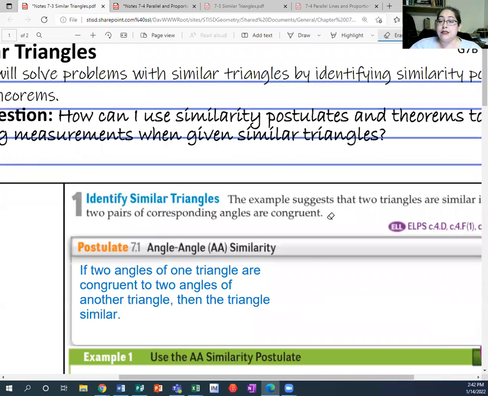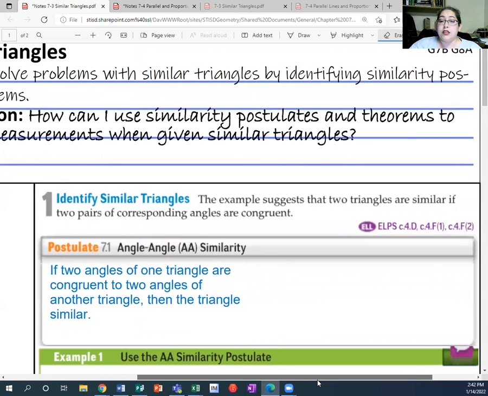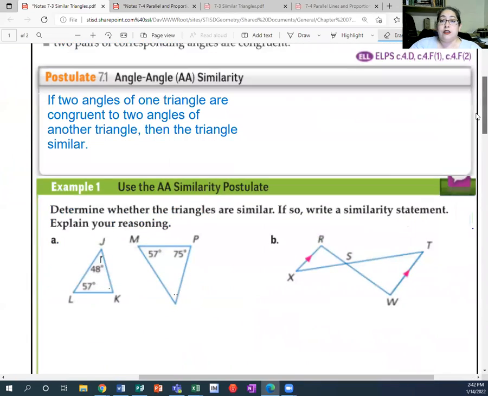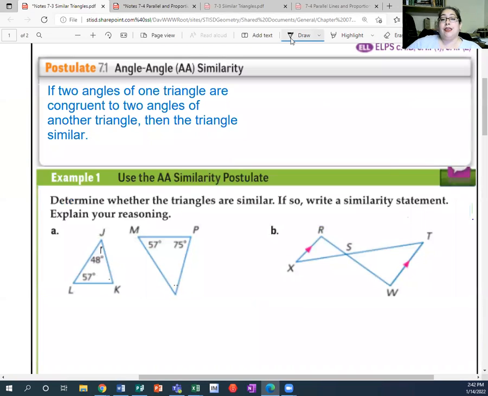All right, let's identify what these are first. So to identify similar triangles, our first little weapon here is Postulate 7.1, the Angle Similarity. This says that if I have two angles in one triangle congruent to two angles in some other triangle, then the triangles are going to be similar. Let's get some triangles going here. If you've got your handwritten or your printed out notes, go ahead and fill this in.